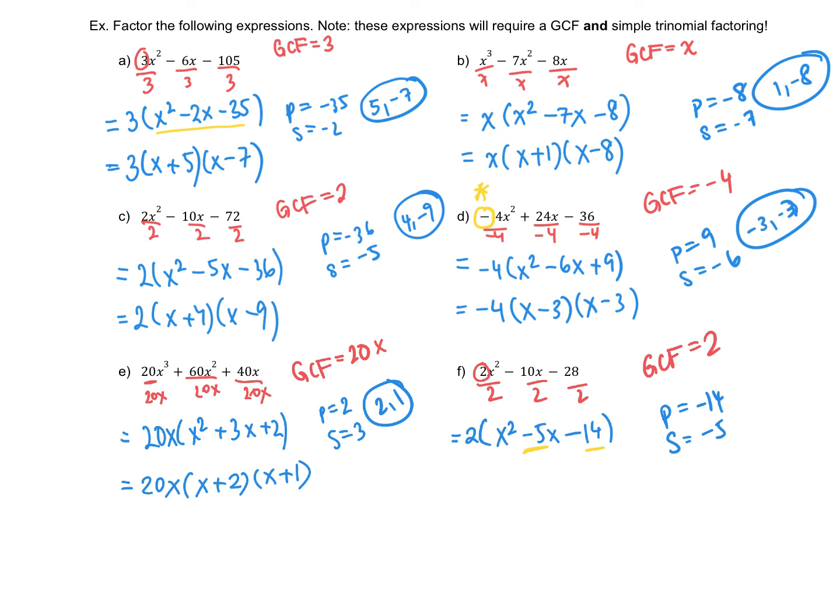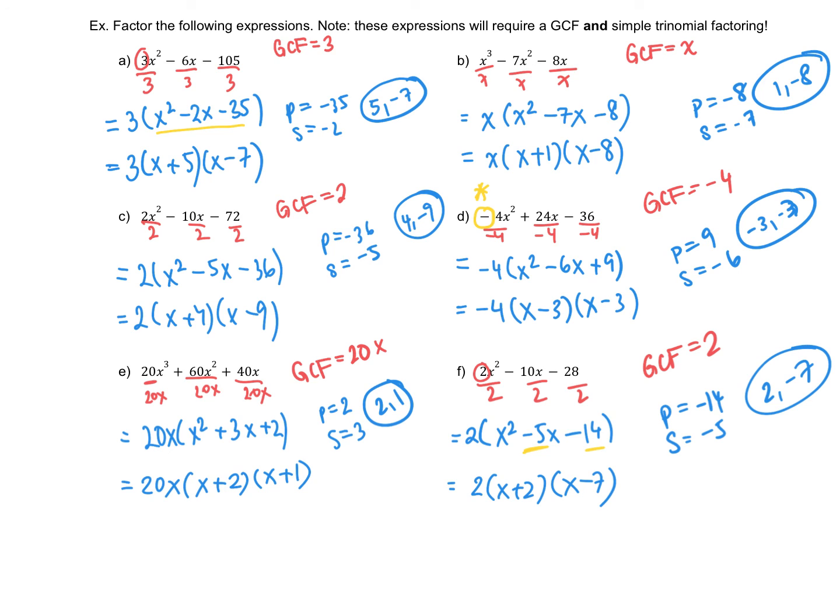My product is negative, so I need a positive and a negative number. And to get 14, the only way besides 1 times 14 is 2 times 7. And if I make the 7 negative, I get -5. Be careful here with what you make negative. If you made the 2 negative, they would add up to +5, which doesn't actually match our sum. So be careful with your sign. So 2 bracket, x plus 2 for the first magic number, x minus 7 for the second magic number.